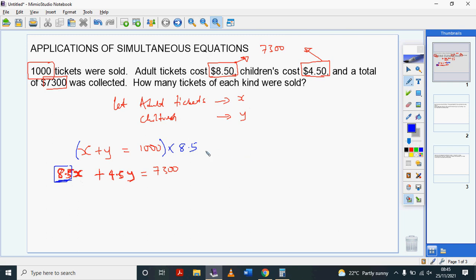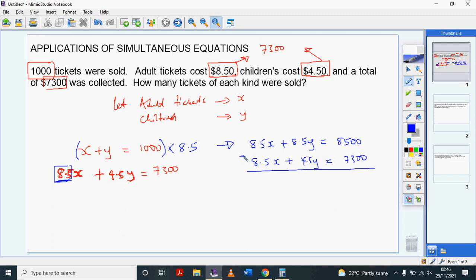So if I multiply the whole equation by 8.5, I get 8.5x plus 8.5y is equal to 8.5 times 1,000, which is 8,500. And the second equation stays the same: 8.5x plus 4.5y is equal to 7,300. So if I want to eliminate x, I am going to subtract, right? Sometimes you will be subtracting, sometimes you will be adding, but as long as they are the same value, then you can subtract. So I'm going to subtract to eliminate the x.